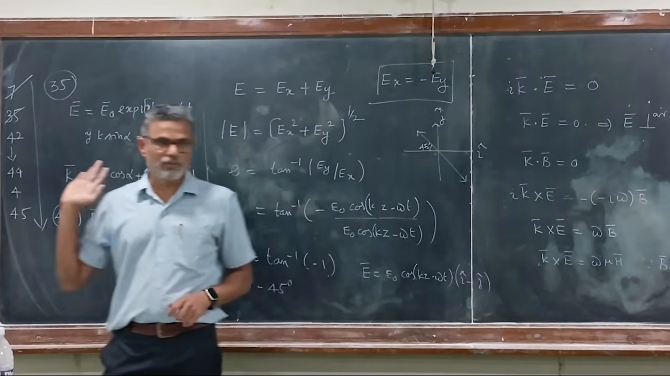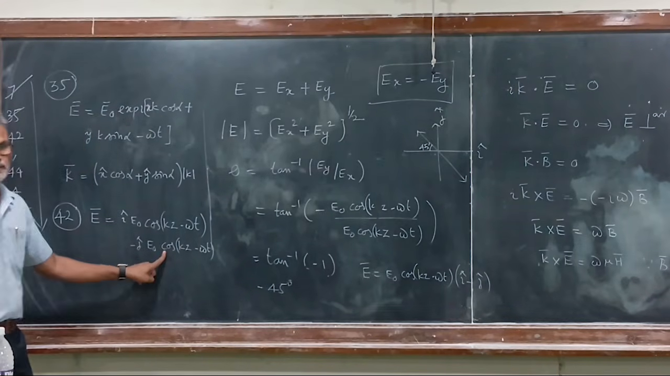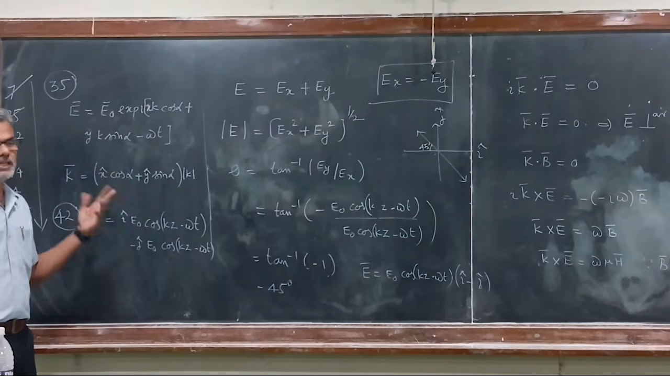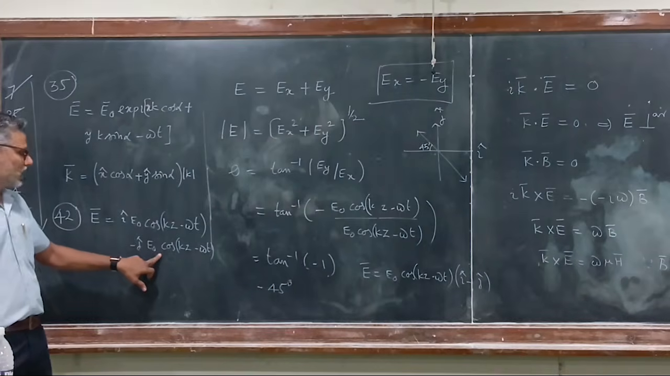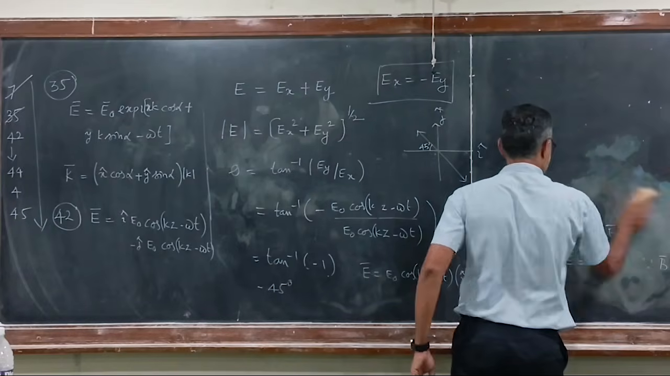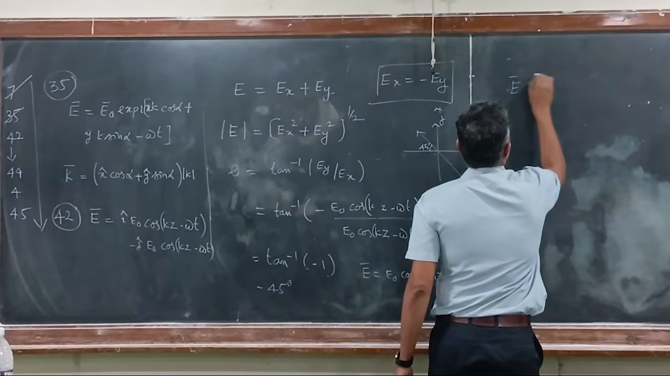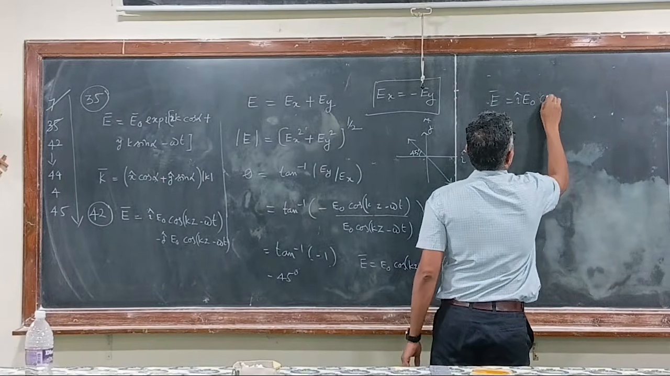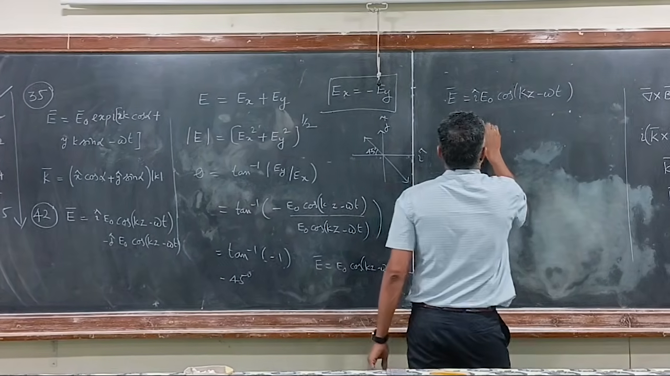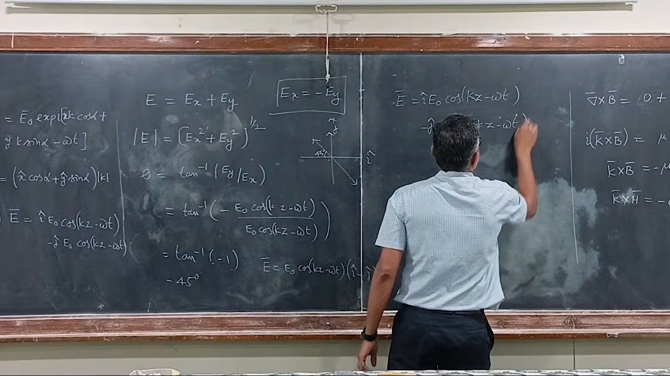Are there any questions so far? Is that clear to everybody? Now you can think, if it is a sine, what will happen? Let's try to generate a new problem. If it is a sine and there is a plus or minus, it doesn't matter, depending on the variable. If it is a sine, now what will happen? So E equal to E0 along i cap cos(kz minus omega t), and then minus j cap E0 sin(kz minus omega t).